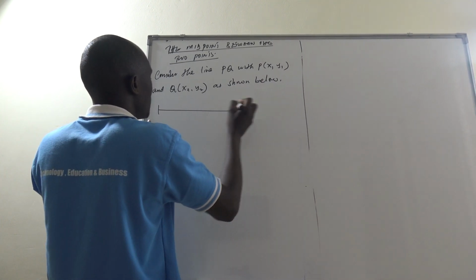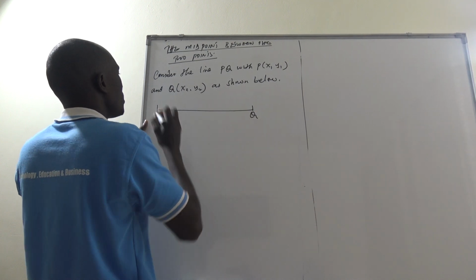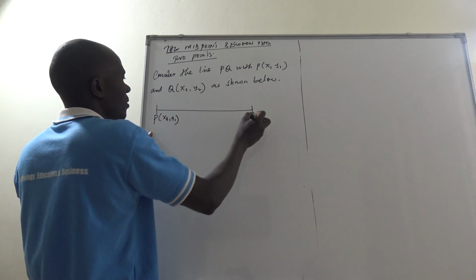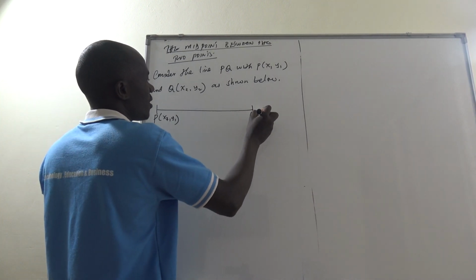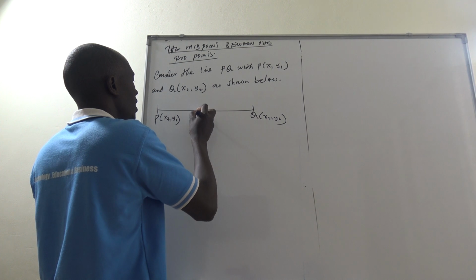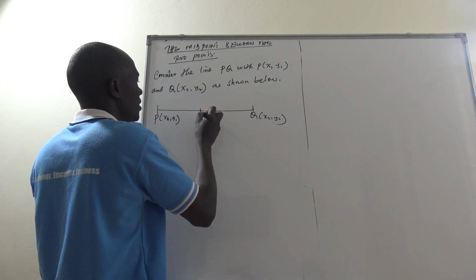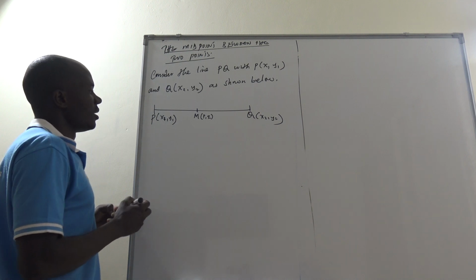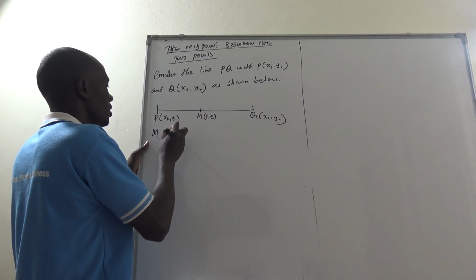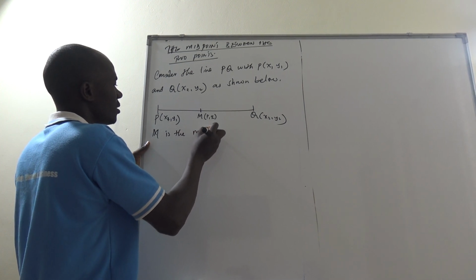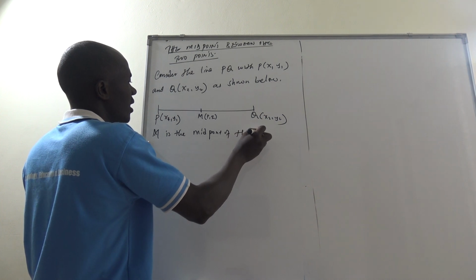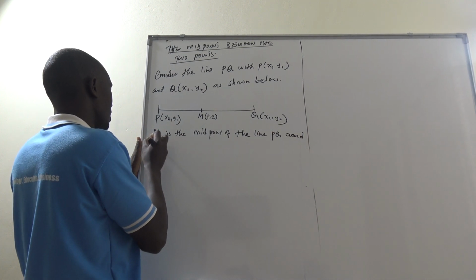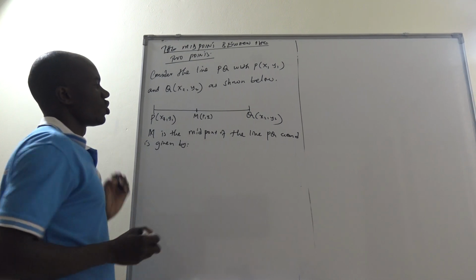If we have the point, this is P, this is Q, and I've got P as (x1, y1), Q as (x2, y2), and if I have here a midpoint M, I can call it (p, q). So how do we get that one? When you are getting the midpoint, M is the midpoint of the line PQ and is given by. So what happened to it?